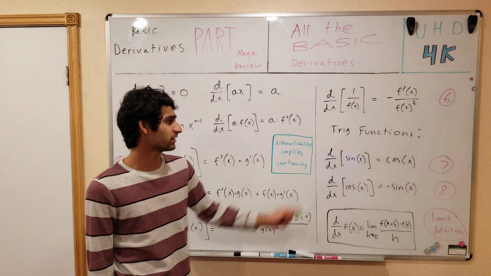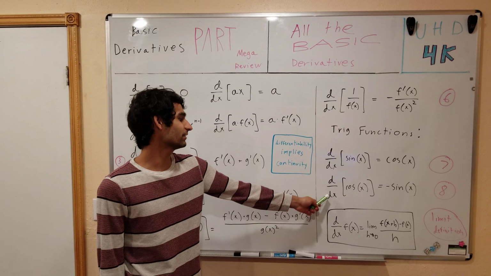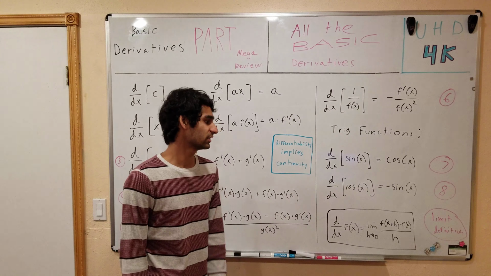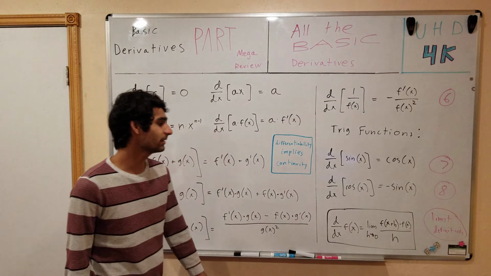Up next we have our trig functions. The derivative of sine of x is cosine of x, and the derivative of cosine of x is equal to negative sine of x. Now before we finish, you should also understand the limit definition of a derivative.